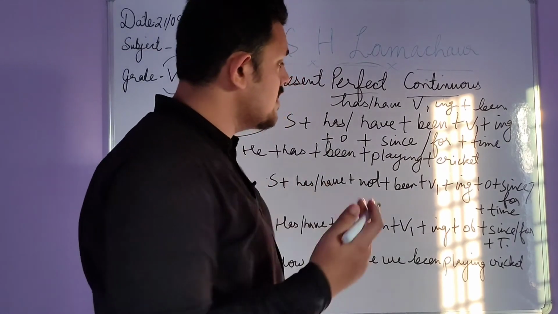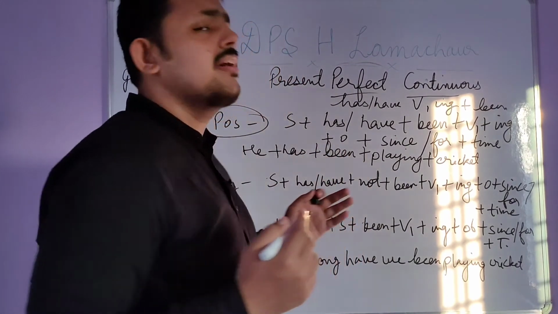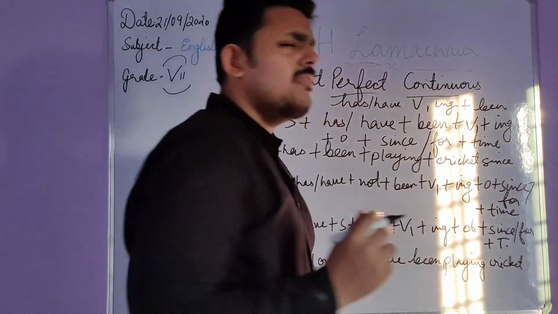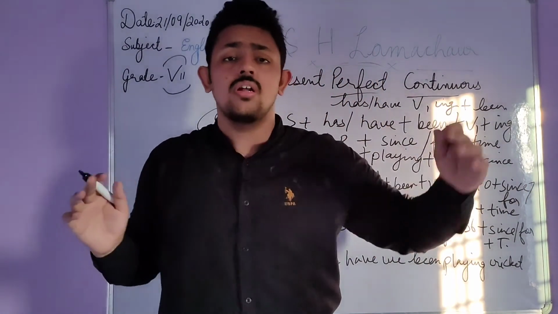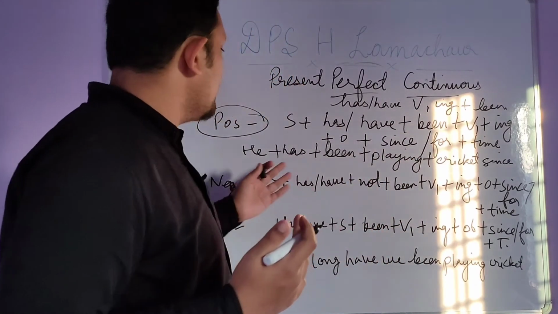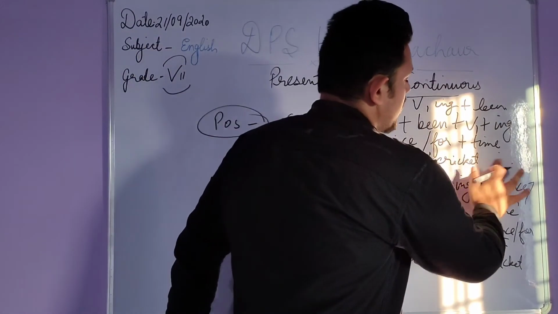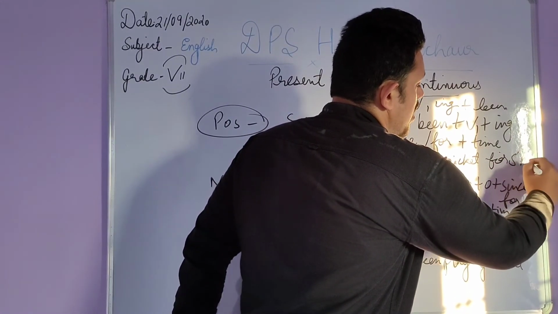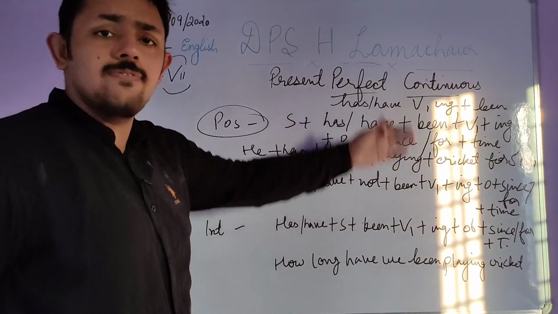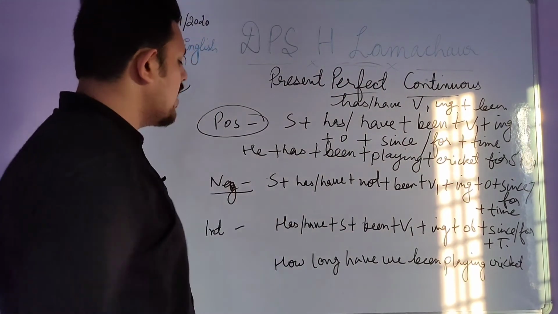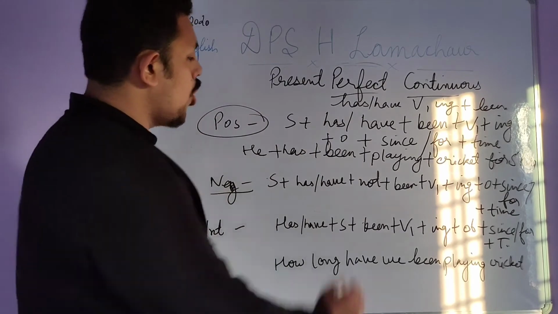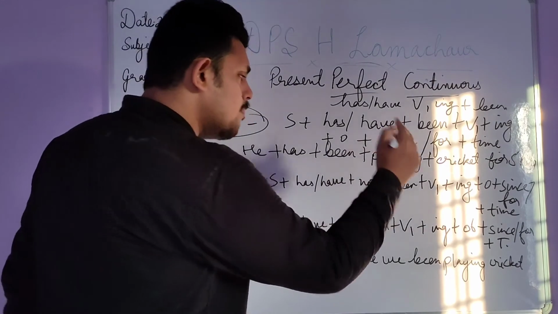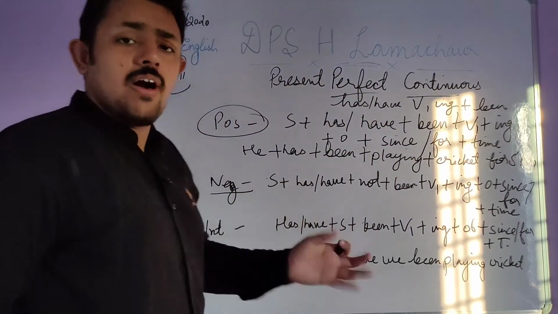We use since or for. He has been playing cricket since... We will not use since here because since is used for a longer period of time. We will use: he has been playing cricket for 5 hours. For 5 hours. Okay, 5 hours. He has been playing cricket for 5 hours. Second, the negative form. We only put not. The change here is we put not. He has not been playing cricket for 5 hours.